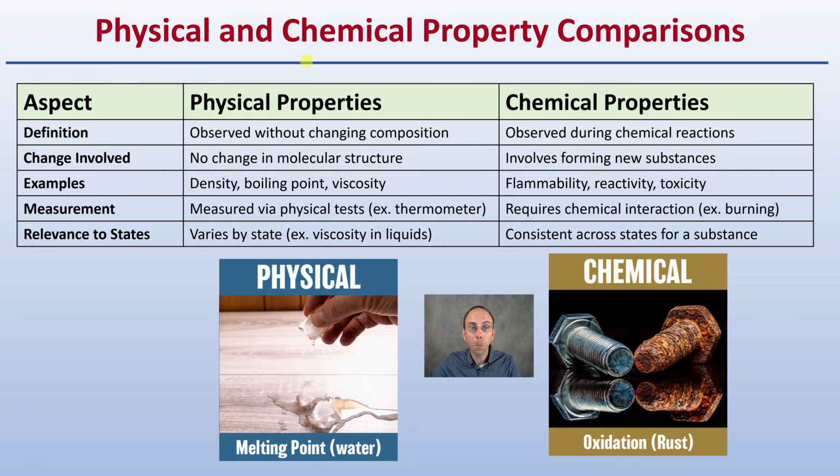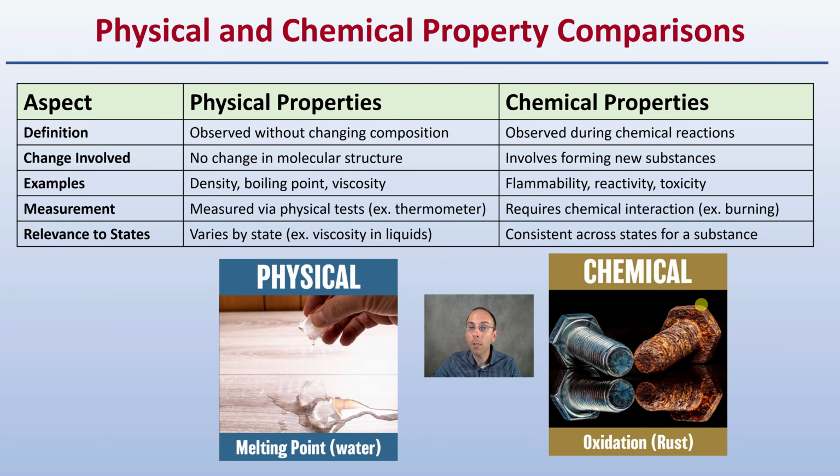When we're looking at our physical properties versus our chemical, physical properties will be observed without changing the composition. There's no change in molecular structure. The density, boiling points, and viscosity would be examples of those. And we can measure via physical tests, for example, a thermometer. And the relevance to states, well, it varies by state. Viscosity in liquids would be one example. An example, again, of physical would be the melting point of water. That's just a great example of physical properties.